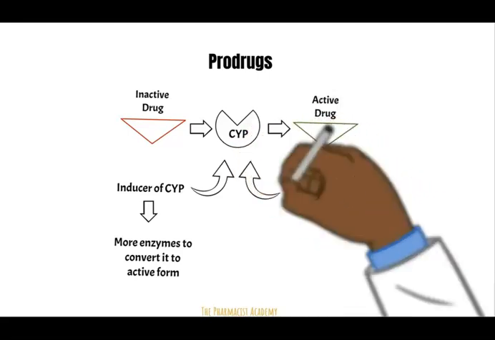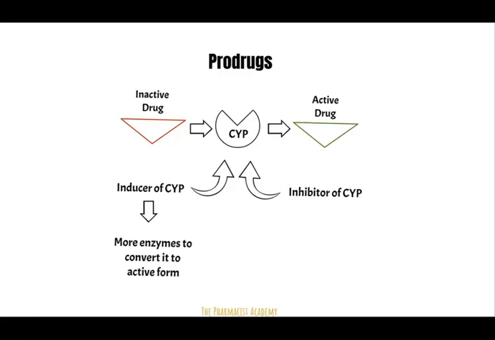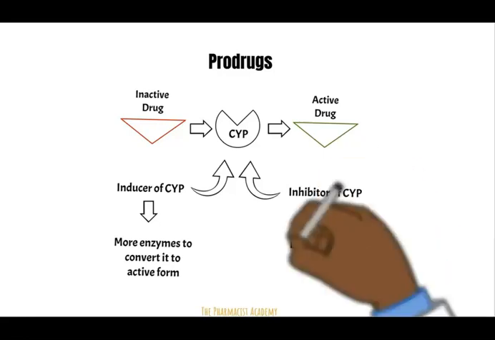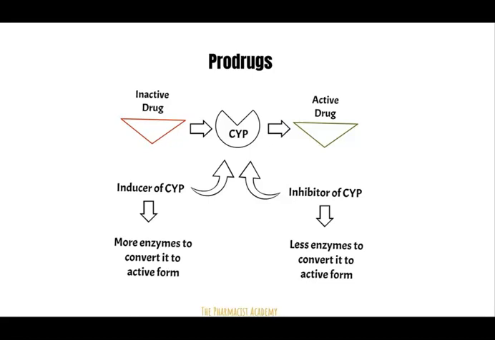So same scenario, but the patient is on an inhibitor of the CYP enzyme. So this will lead to less enzymes that will convert the prodrug to its active form.